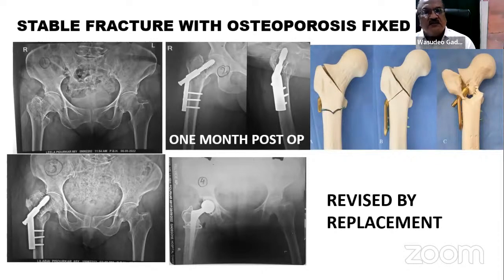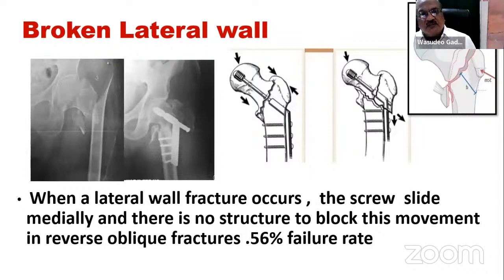And in such a situation where the implant may not hold, it is better to do a primary replacement in such a type of fracture. So, broken lateral wall: when a lateral wall fracture occurs, the screw slides medially and there is no structure to block this movement. Therefore, reverse oblique fracture is a contraindication for DHS. And if you do it at all, there is a near 56% failure rate described in the literature.